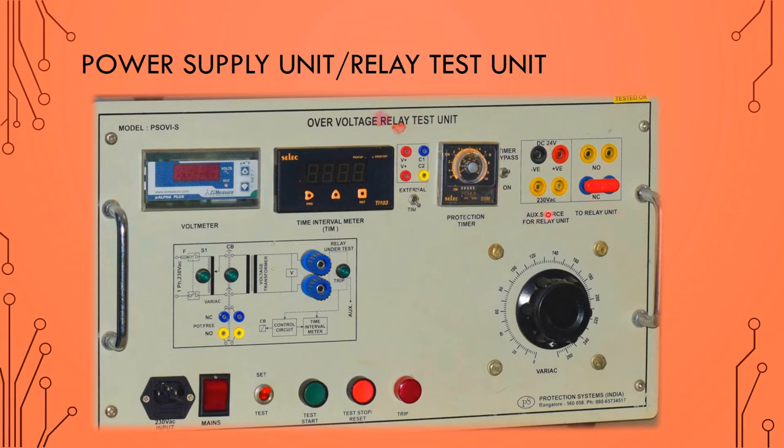Then this is the terminal which is used to give auxiliary power supply to the relay, but here our relay doesn't need any auxiliary power supply. So these two terminals are of no use right now. Next, these are the NO/NC terminals of the circuit breaker.